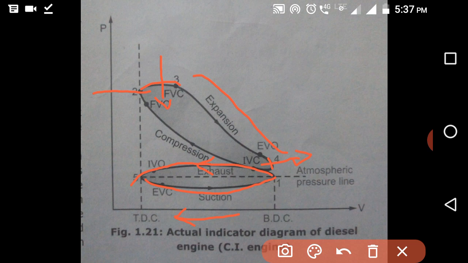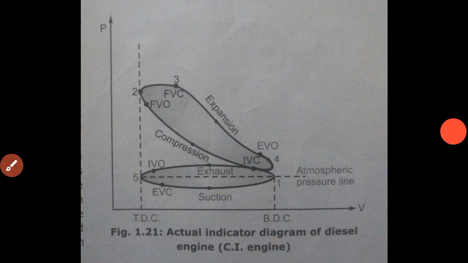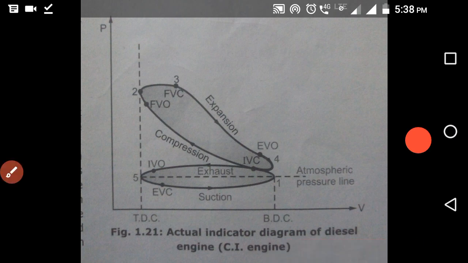So this is the exhaust process. So this is the actual indicator diagram for a diesel engine. Now here we have discussed about the opening of the valve.